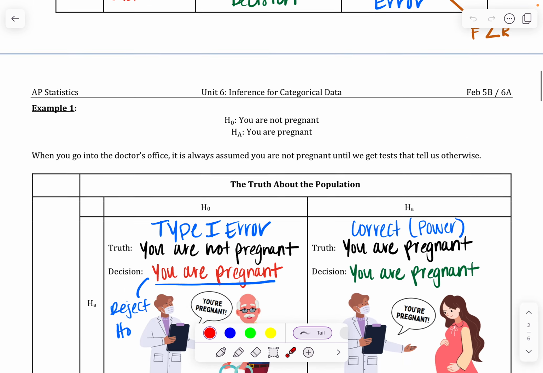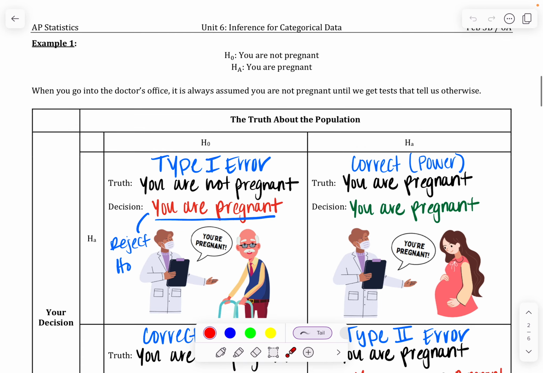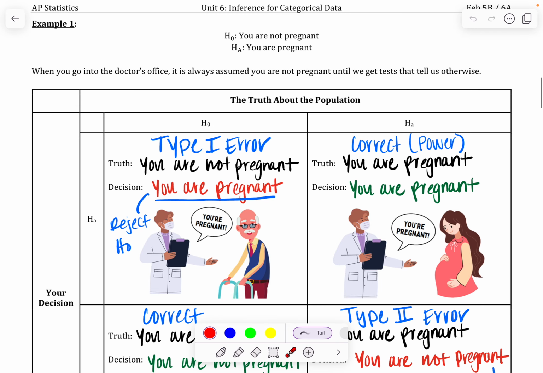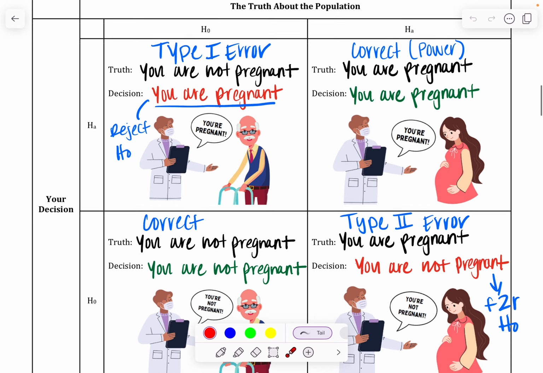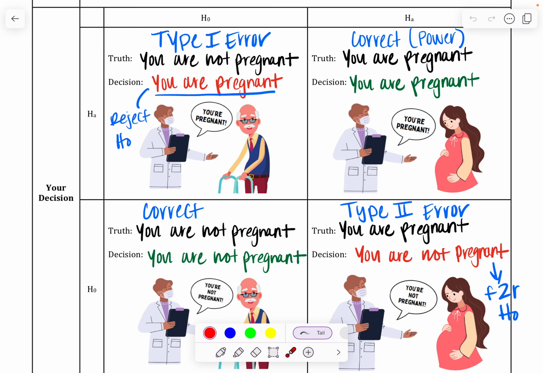Now, we have a fun example of types of error. Again, I'm not going to spend a ton of time, just because this is my third time trying to record this, and hopefully the sound is now working.